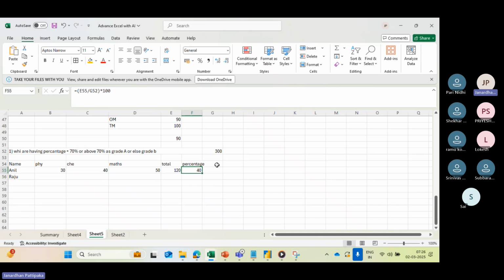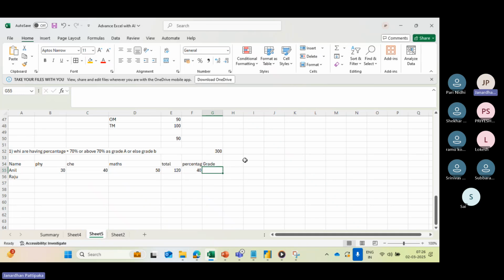Now I want to give the grade system to them. If it is 70% or above 70%, you need to get grade A. But this person is getting how much percentage? 40. So in this condition, what grade will he get? He will get grade B. So how can you achieve this?